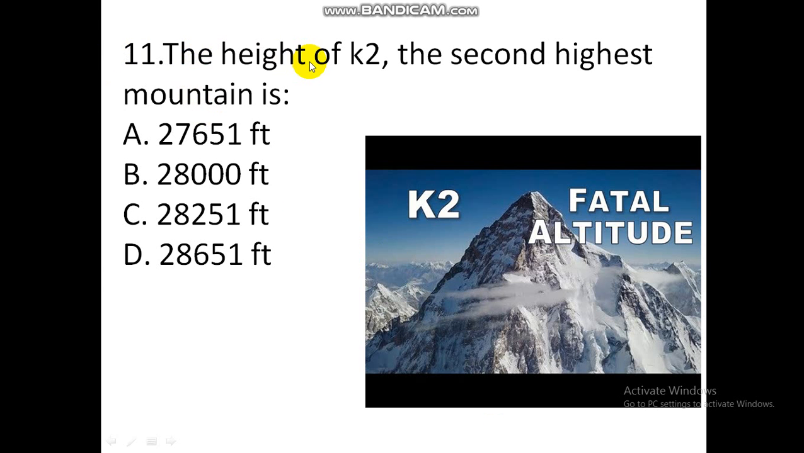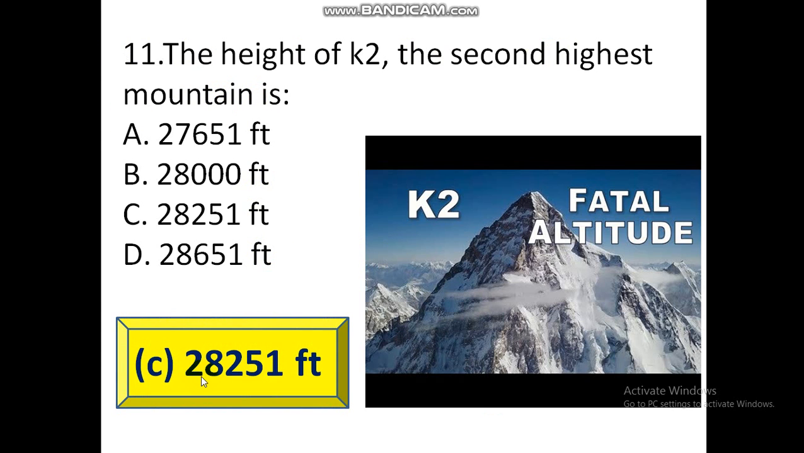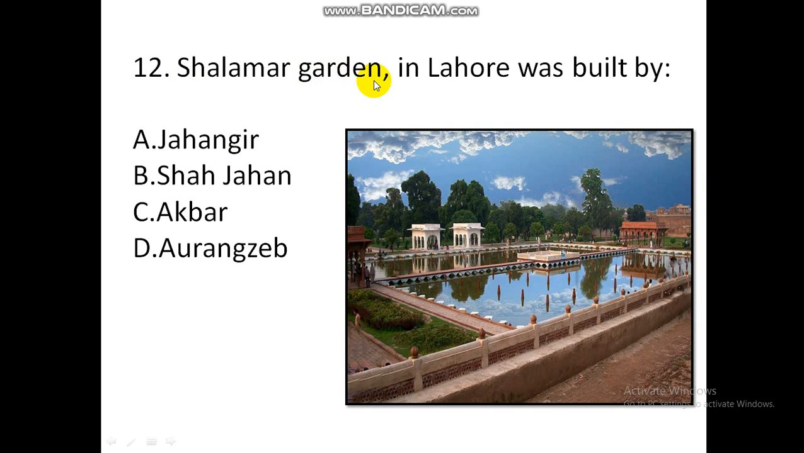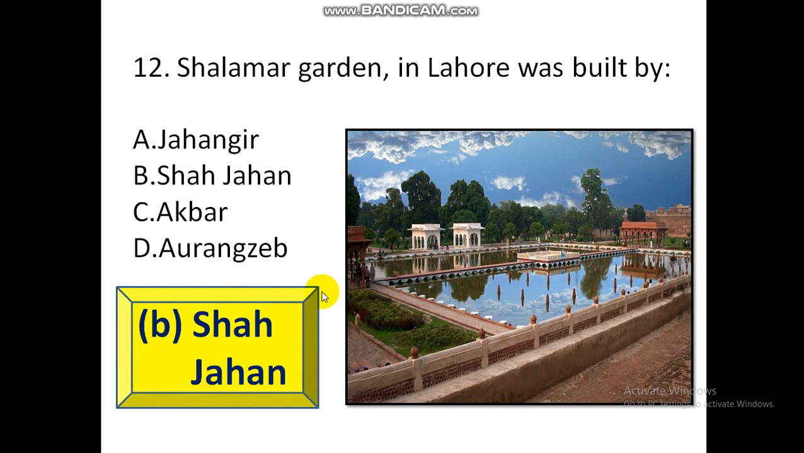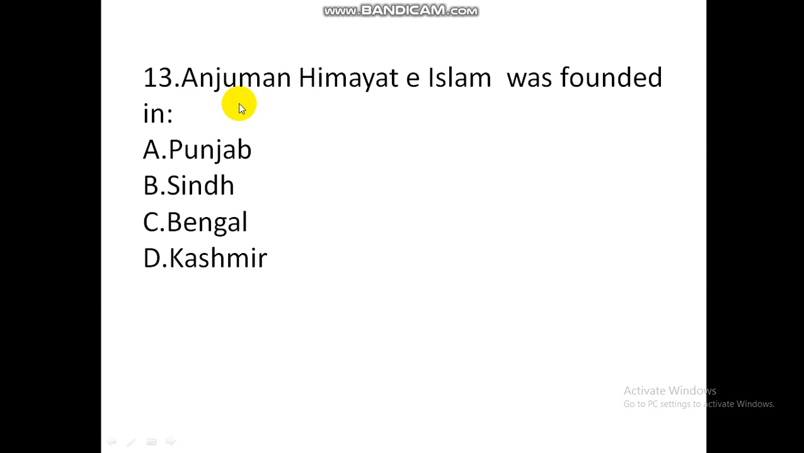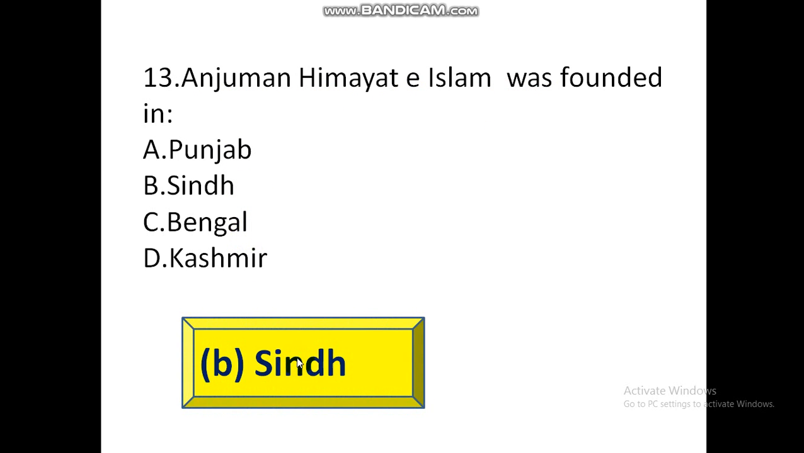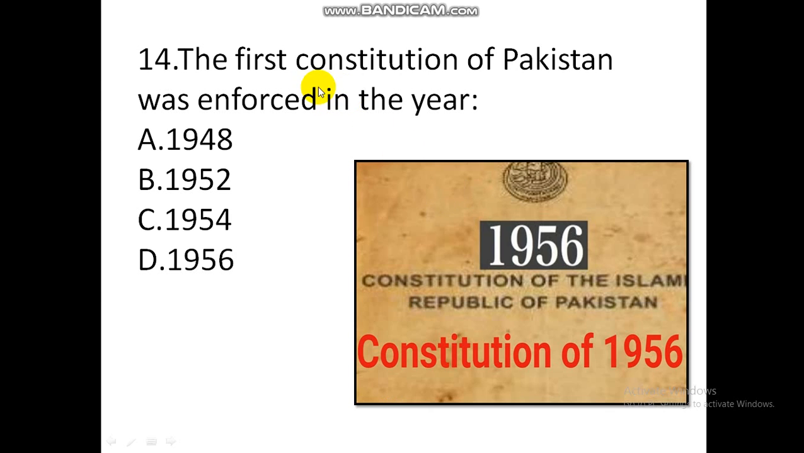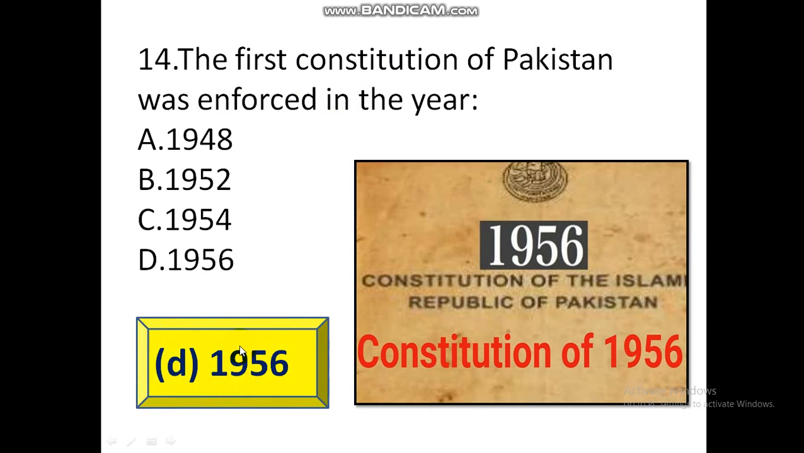Question 11. The height of K2, the second highest mountain, is 28,251 feet. Question 12. Shalimar Garden in Lahore was built by Shah Jahan. 13. Anjuman Himayat-e-Islam was founded in Sindh. 14. The first constitution of Pakistan was enforced in the year 1956.